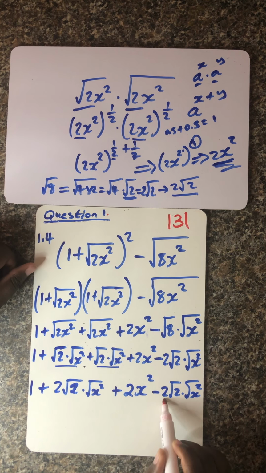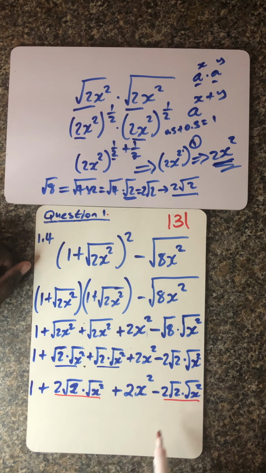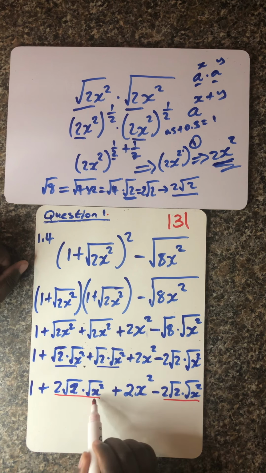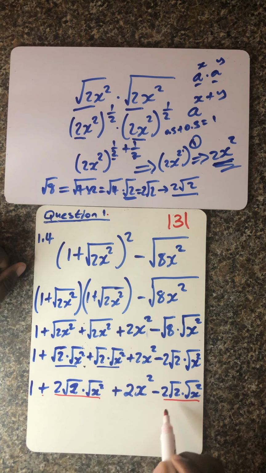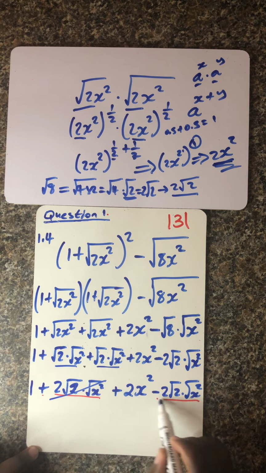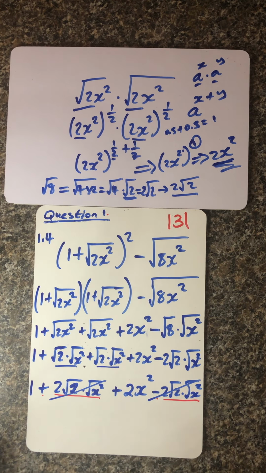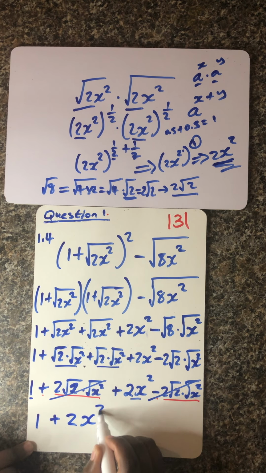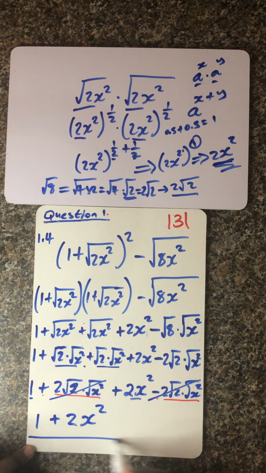So guys, this thing and that thing is the same, because you have 2 square root of 2 square root of x squared, and you have 2 square root of 2 square root of x squared. There it's a plus, there it's a minus. So that means these things actually cancel out each other. Then what are you remaining with? You're remaining with that and that. So this is 1 plus 2x squared. I cannot further simplify this, so this is my final answer.